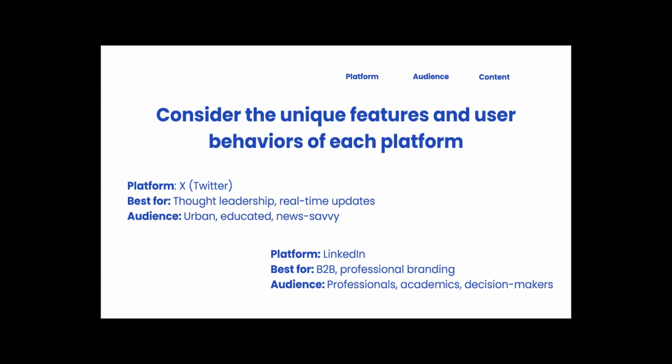So unique features of this platform. This is X. X is for thought leadership. You want to establish yourself as an authority, go to X. Then real-time updates: for an event, a conference, a training, real-time updates is on X. Why? Because you can create a thread, and that thread is one of the things that makes X so unique. If somebody is reading a tweet, it can link them to the previous tweet that you made. So for thought leadership and real-time updates, X is the best.